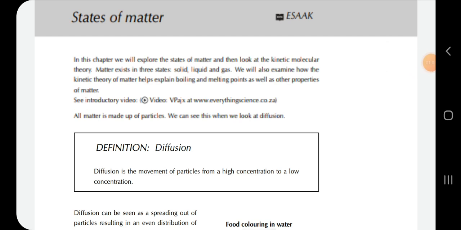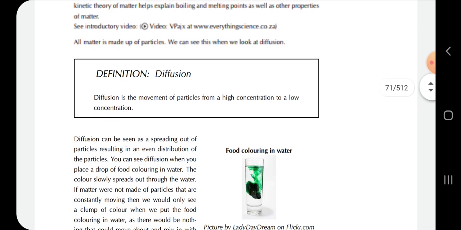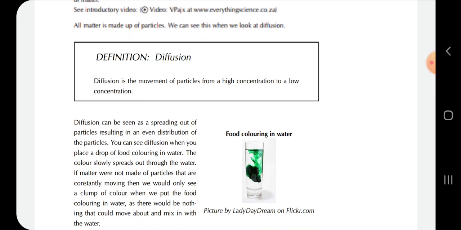So all matter is made up of particles, and we can see this when we look at diffusion. You need to know diffusion. Diffusion is the movement of particles from a high concentration to a low concentration. If you have a bottle, you have a high concentration of orange juice. When we try to decrease the concentration of the orange juice, that is a process of diffusion. Diffusion can be seen as a spreading out of particles resulting in an even distribution of the particles.